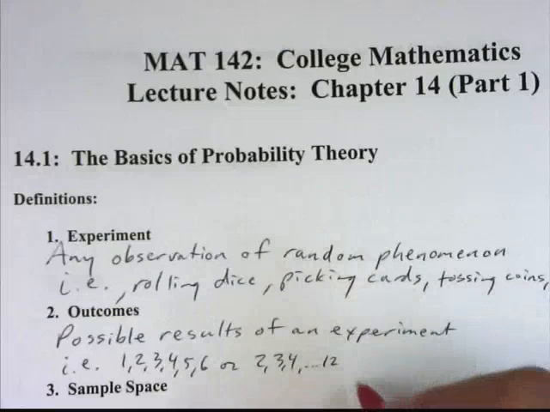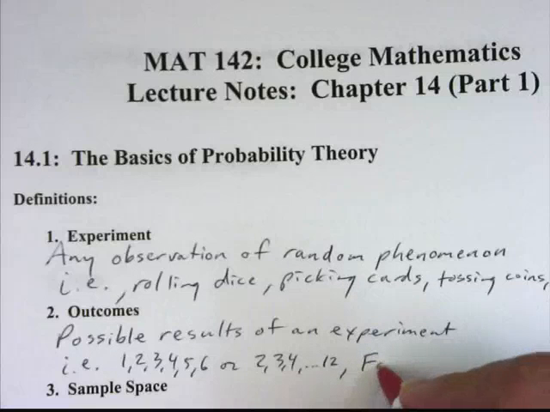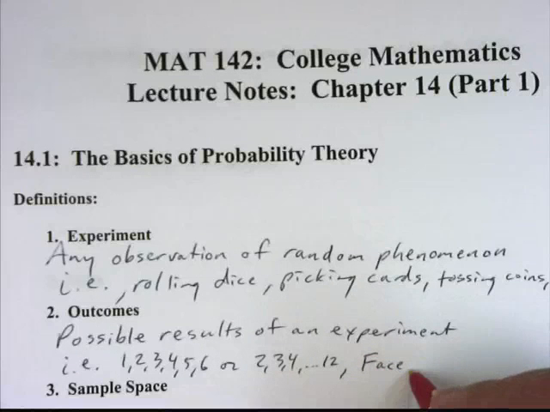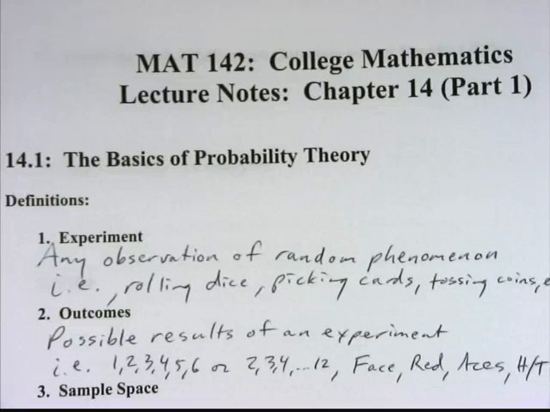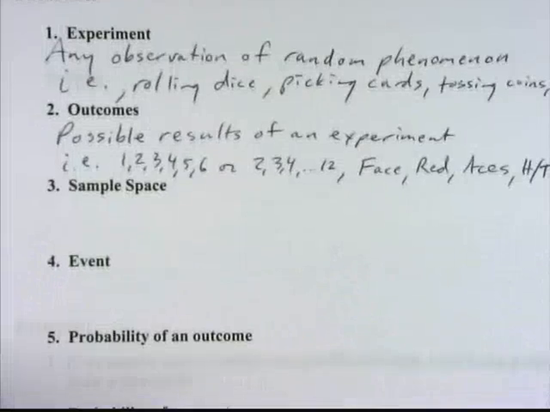Or if you're picking cards, you could be picking face cards. You could be picking red cards. You could be picking aces. Okay, lots of different things. If you're tossing coins, you could be getting heads, tails, okay, all those sort of things. So those are some ideas of outcomes.